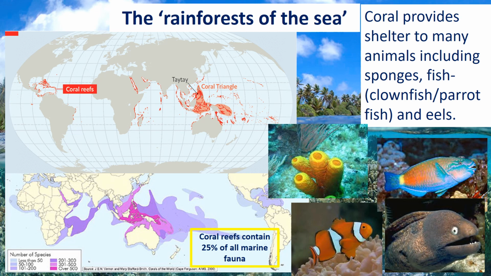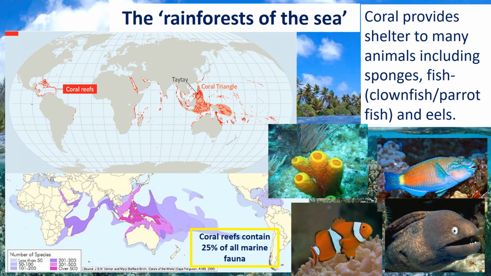Coral reefs are known as the rainforests of the sea, and this is due to the high levels of biodiversity within these ecosystems, particularly high levels of fauna or animals, so fish and sea creatures living here. The highest area of biodiversity is the Coral Triangle in Southeast Asia and North Oceania.